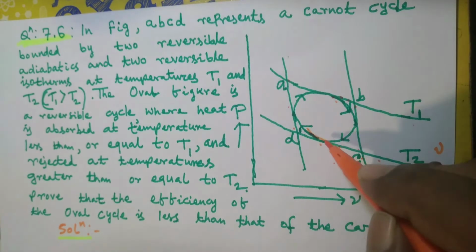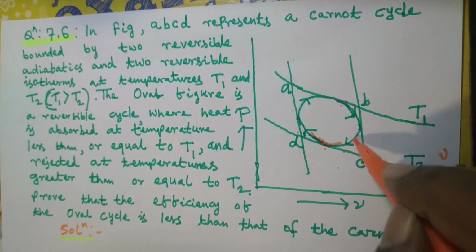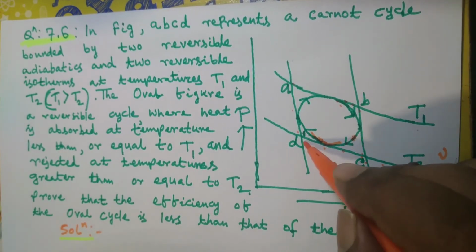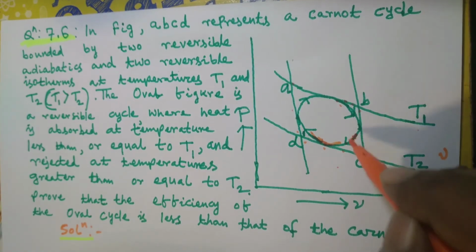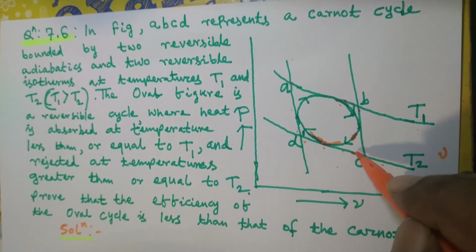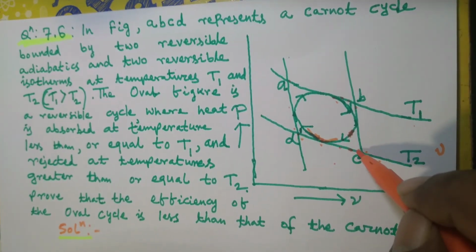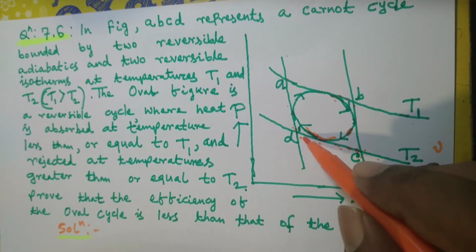Here you see, the temperature is the same here, but what about this one here? Here the heat rejection during the process CD in the case of the oval cycle takes place at a higher temperature than that in the case of the Carnot cycle. In the case of the Carnot cycle, the heat rejection takes place at this temperature T2.